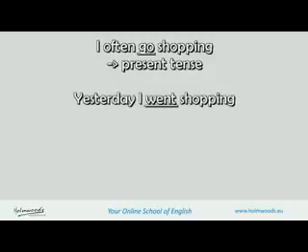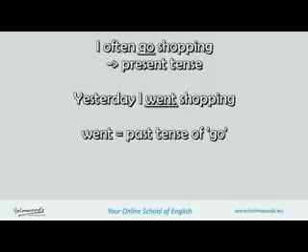I often go shopping. This sentence is in the present tense. Yesterday, I went shopping. Went is the past tense of go. Go is an example of an irregular verb. If go were a regular verb, you would say goed, but that is wrong.